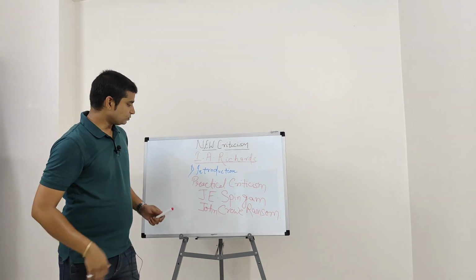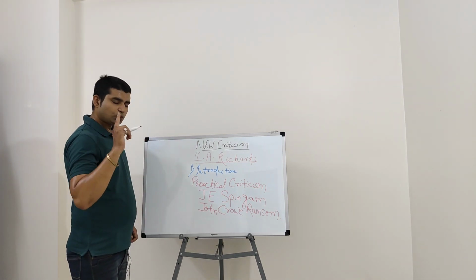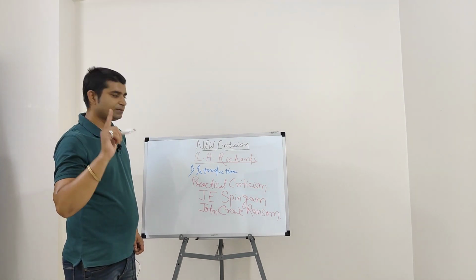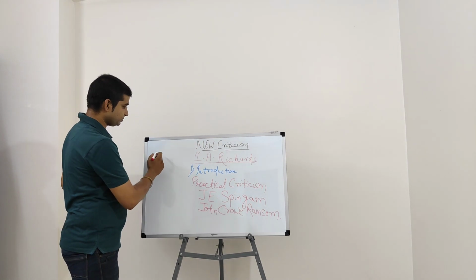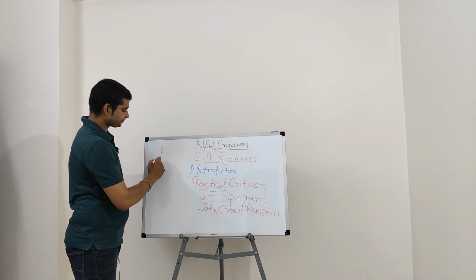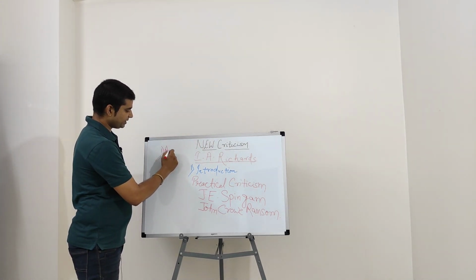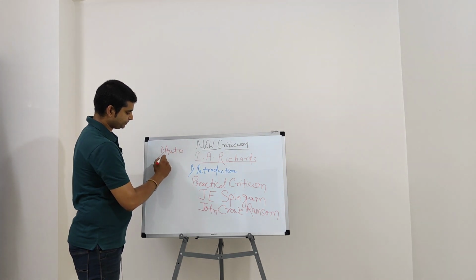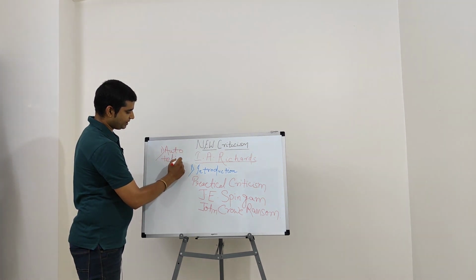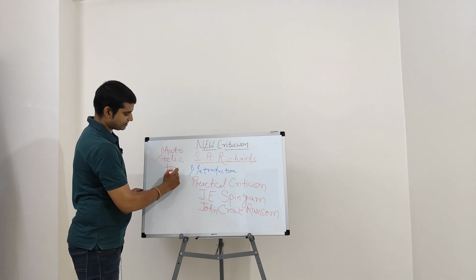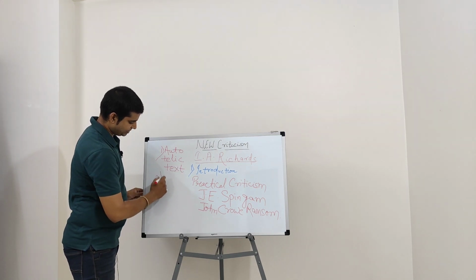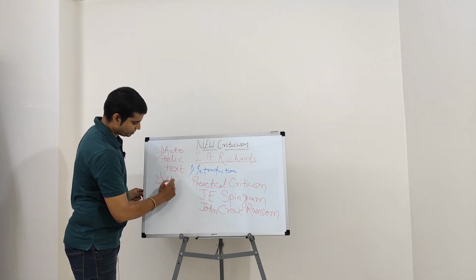Okay friends, now two more important terms you should remember while dealing with New Criticism. The first is autotelic text. And the second is close reading.